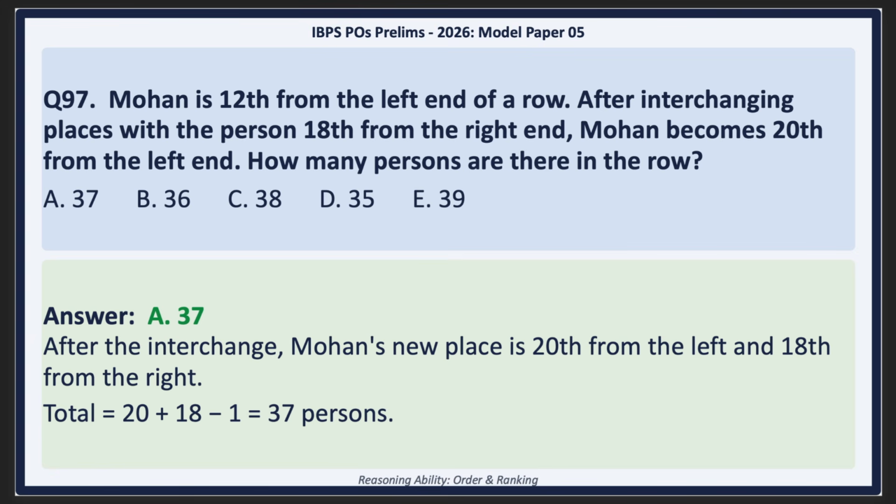And the reason we minus 1 is just because if you add the left count and the right count, you accidentally counted Mohan's specific chair twice. Exactly. You subtract 1 to remove the duplicate chair. And you use a variation of that exact same formula for question 98.